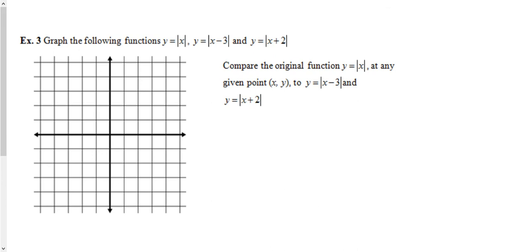We have a graph, y equals absolute value of x, and we're going to compare it to the next two: absolute value of x minus 3 and absolute value of x plus 2. So again, I'm going to graph all three, and I will try my best to color code things. The original here should have been in blue. Let's do that in blue. The next one, of course, we'll do in red, and finally we'll do the last one in black just to keep the same color pattern.